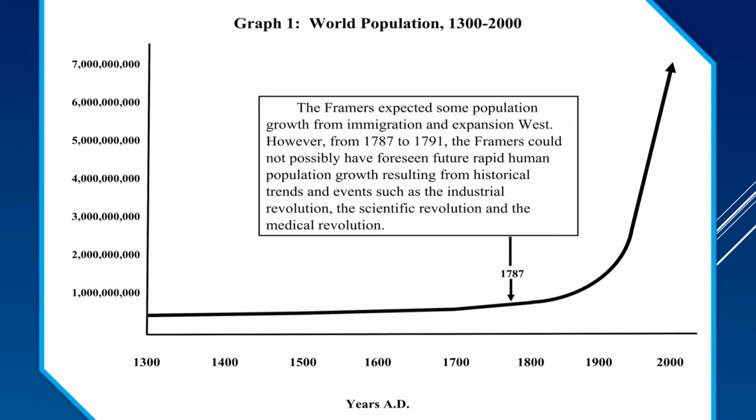But they could not possibly have foreseen future rapid human population growth from historical trends such as the Industrial Revolution, the Scientific Revolution, and the Medical Revolution. And what happens is, after 1800, the world population begins to just rapidly expand, and it goes from 1 billion to 7 billion within a very short amount of time, and our representation system does not keep up.